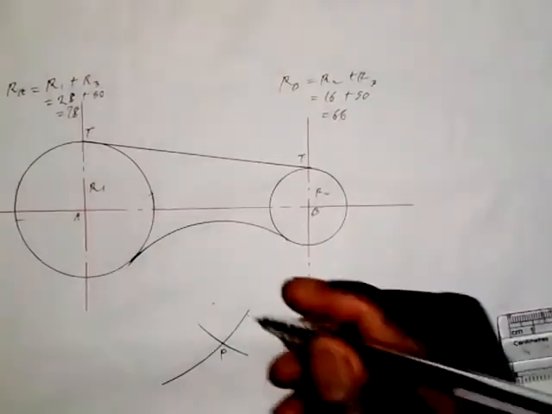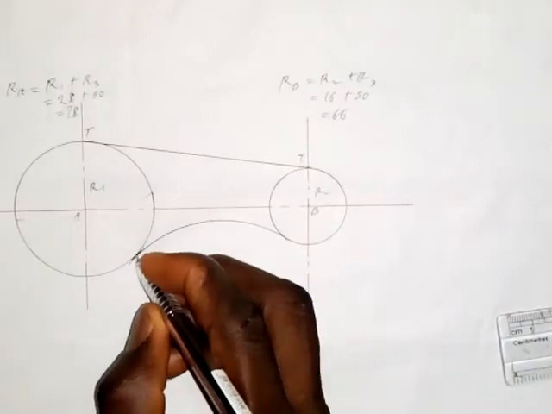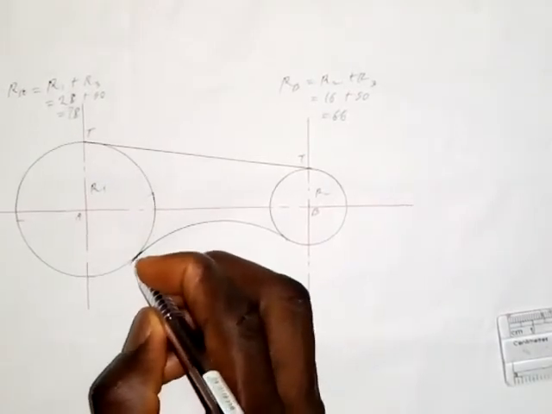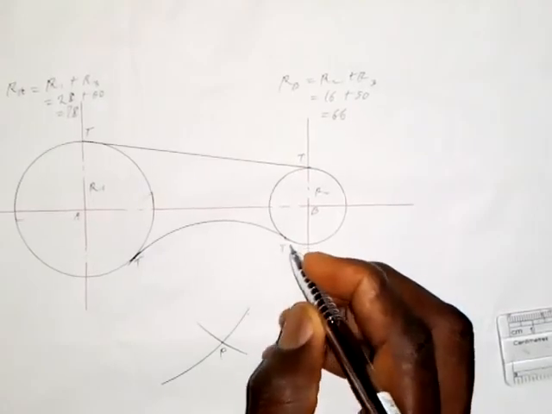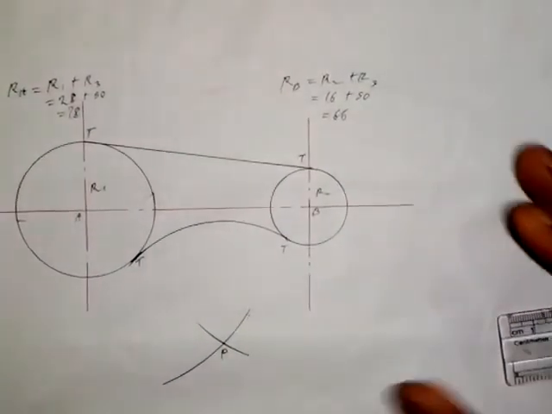And then before I leave, this is the point of tangency, and this is the point of tangency, in case you are asked to indicate the point of tangency on the drawing. So that is what I've done here.